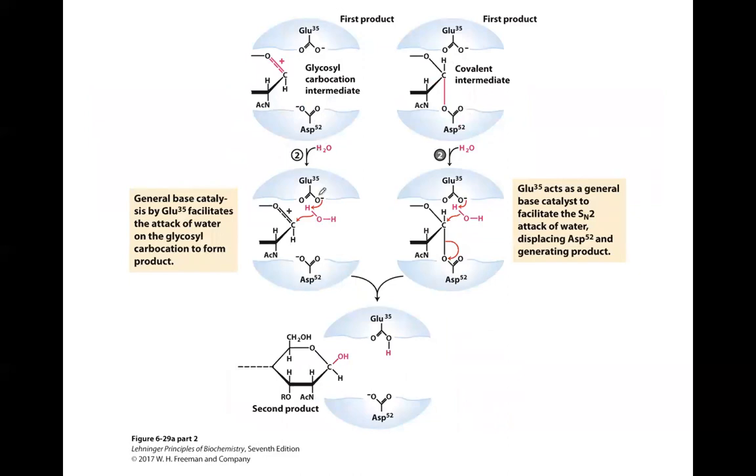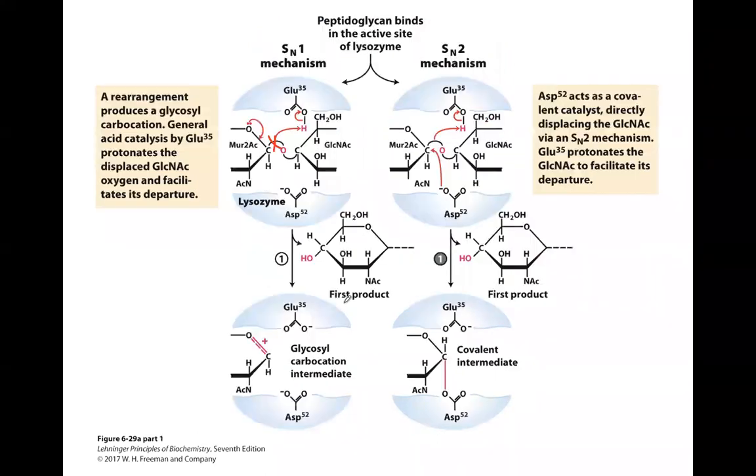Then water will come in. The glutamate 35 will then remove the proton from water. And the oxygen from the water will attack the carbocation to regenerate this hydroxy group. And obviously this glutamate will regain its proton. So this is an SN1 mechanism. And there's a second possibility, an SN2 mechanism, where this aspartate now plays a role.